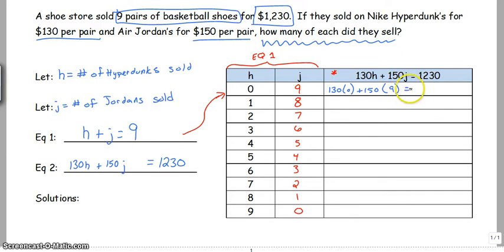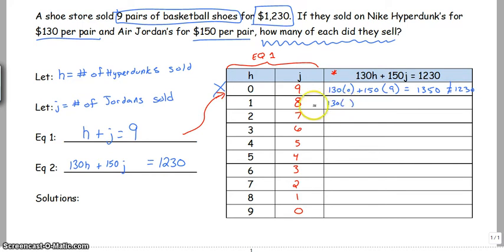Okay, our calculation here should give us $1,350. I can look right away and see that that's not equal to $1,230. So I know right away, while this does make equation 1 true, it does not make equation 2 true. So this is not a solution to the system of equations. It's only a solution to equation 1. Then I move on and I check my next ordered pair. Check it the same way.